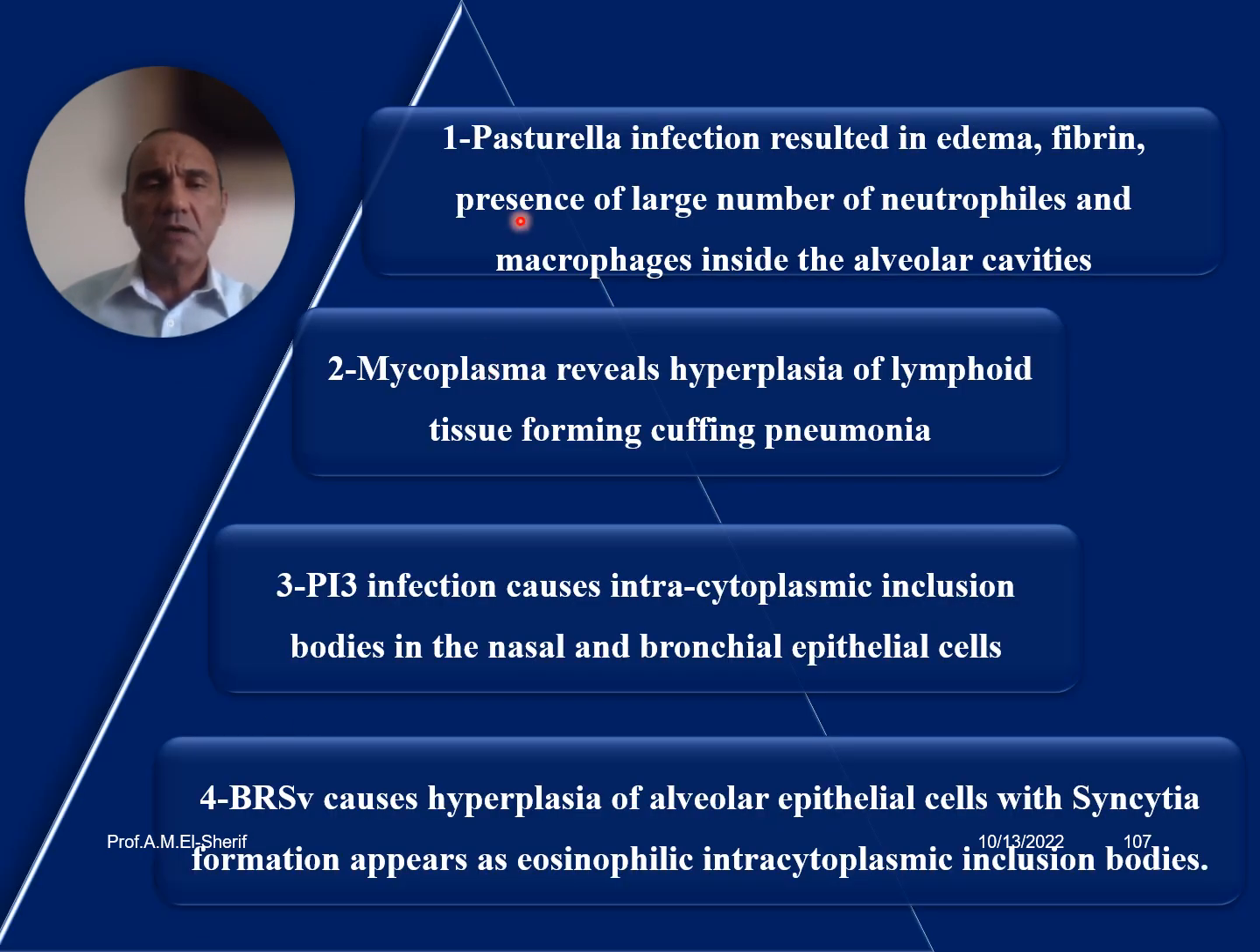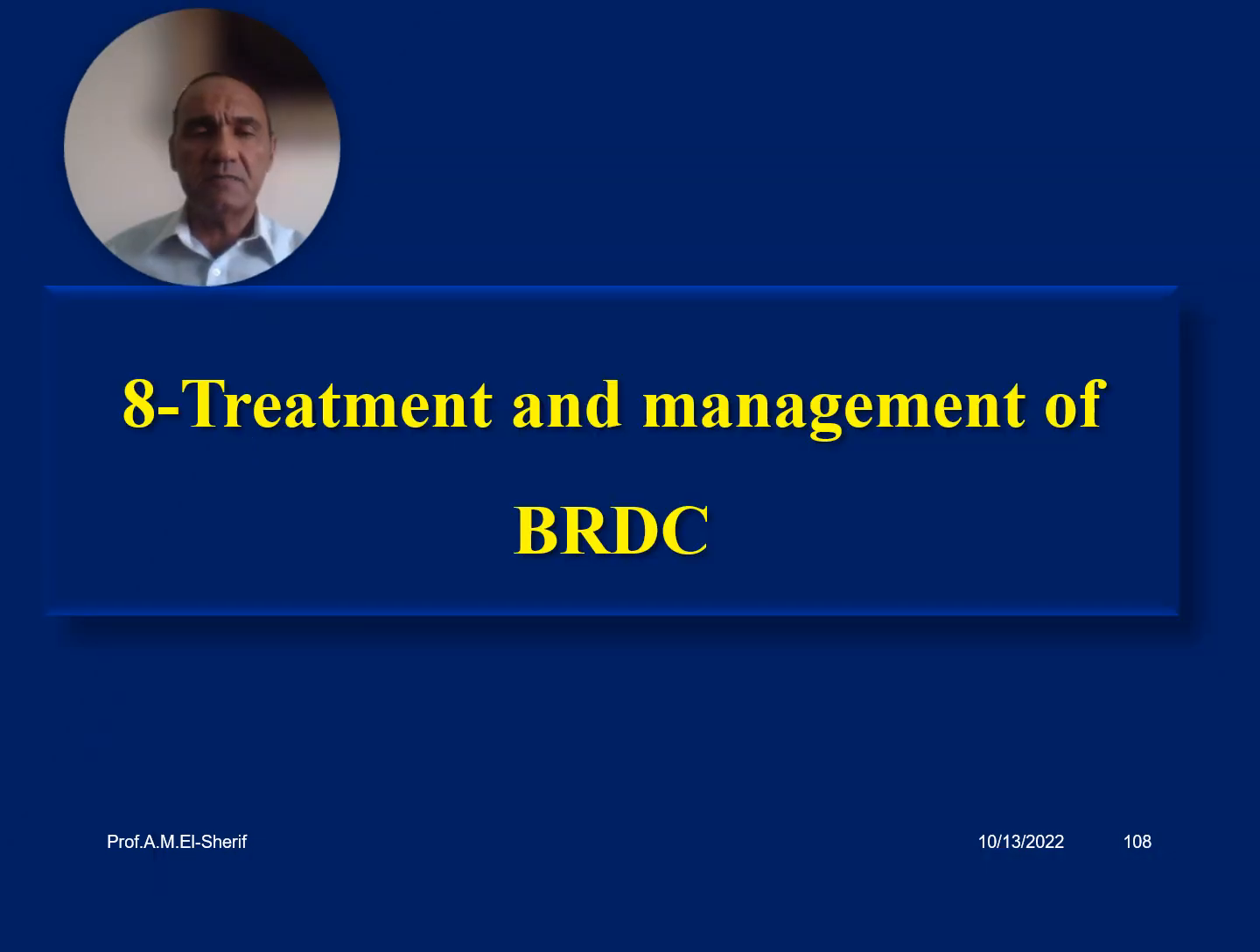Histopathological examination. Pasteurella infection results in edema, fibrin, and presence of a large number of neutrophils and macrophages inside the alveolar cavities. Mycoplasma reveals hyperplasia of lymphoid tissue, forming coughing pneumonia. In case of parainfluenza 3 infection, intracytoplasmic inclusion bodies in nasal and bronchial epithelial cells were detected. Bovine respiratory syncytial virus causes hyperplasia of alveolar epithelial cells with syncytia formation, and eosinophilic intracytoplasmic inclusion bodies appear in the interstitial areas caused by this virus.